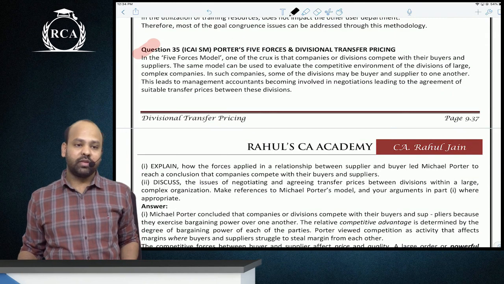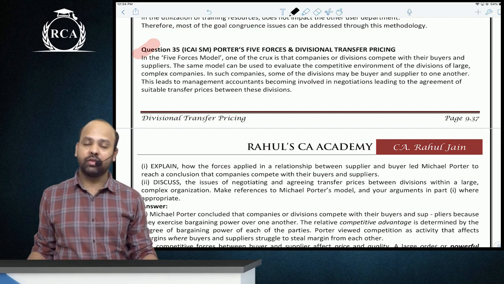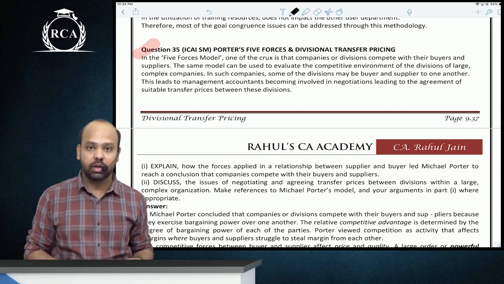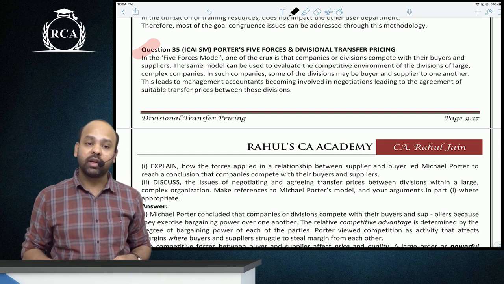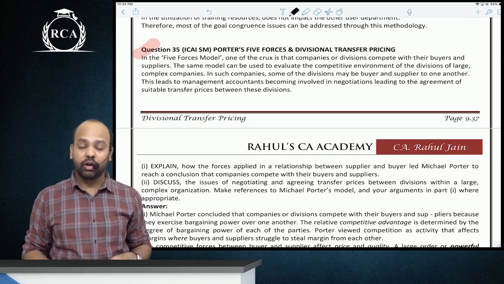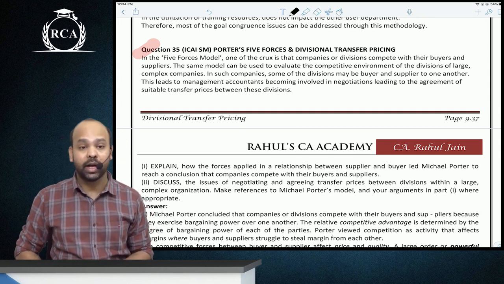Porter's 5 forces and the divisional transfer pricing, guys. Do you remember Porter's 5 forces, beta? We did this, guys, under industry structure analysis, chapter number 1. There's bargaining power of buyers, there is bargaining power of suppliers, and then, beta, there is rivalry or intensity of competition, there's threat of new substitutes, there is threat of new entrants, guys.